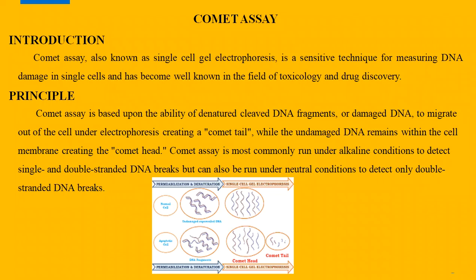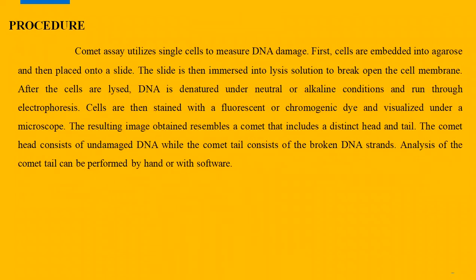And I have depicted the picture of this process, that is normal cells when subjected to electrophoresis. If it is undamaged, then it normally proceeds. In case of apoptotic cells, if there are damaged and undamaged DNA fragments, the damaged DNA fragments form the comet tail, and undamaged DNA fragments form the comet head during the process of electrophoresis.